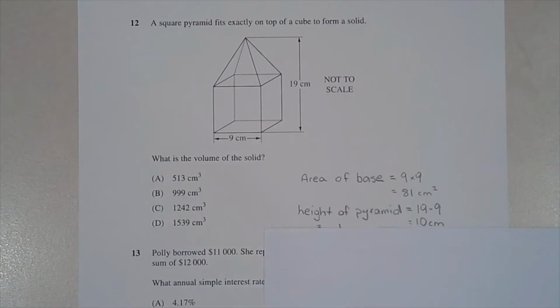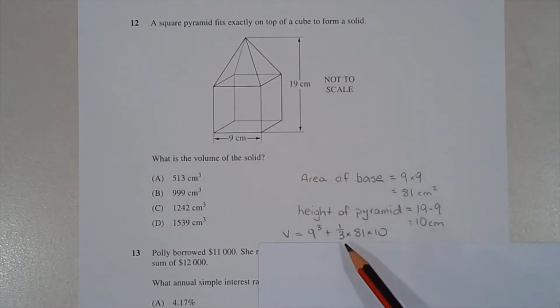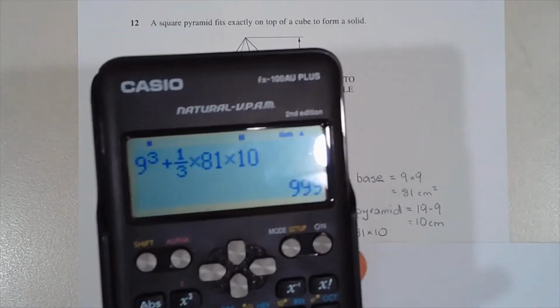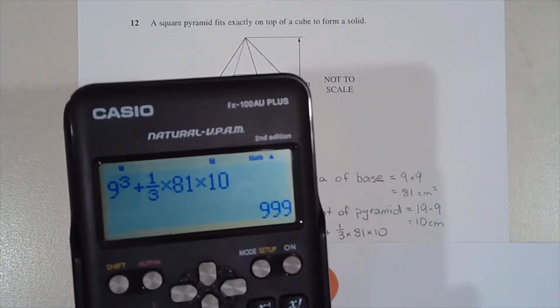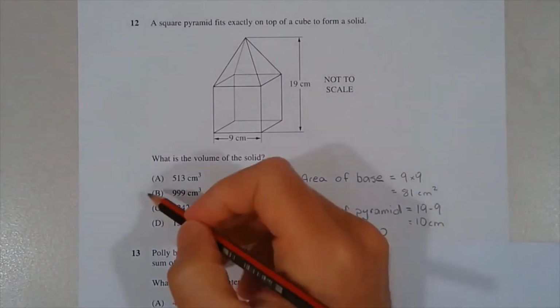Finally, we can work out the volume of this composite shape. So volume is equal to 9 cubed, so that's the volume of the cube, plus 1/3 multiplied by the area of the base, multiplied by the height of the pyramid. And that gives us 999 cubic centimeters. So option B.